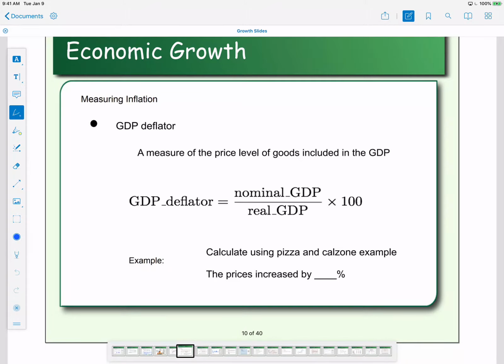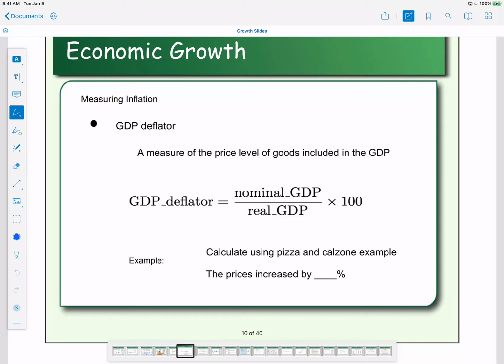So there are two ways to measure inflation. There's what is called the GDP deflator, and there is the consumer price index. So we're going to look at each one of those. So let's start with the GDP deflator. The GDP deflator is a measure of inflation based on what is happening with nominal GDP. So when we look at the GDP deflator, we have nominal GDP divided by real GDP times 100.